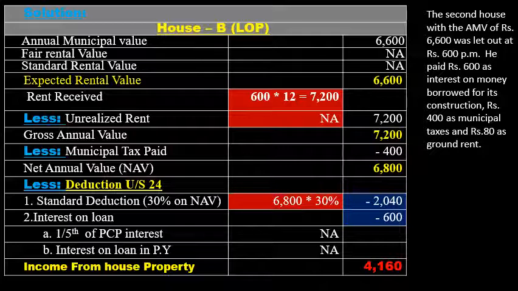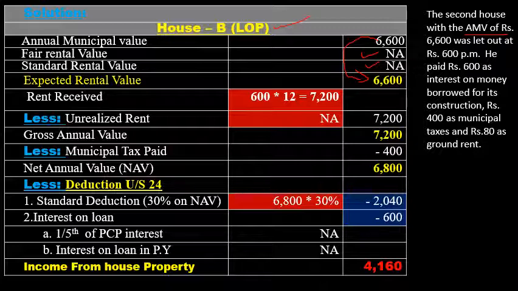The second house, house B, is let out property, which I already told. Annual municipal value 6600. No fair rent, no standard rent. Standard rent not applicable, and fair rent is also not applicable. So therefore, municipal value itself is the expected rental value. No other values here. Whenever the values are given, then you have to apply the clause. So 6600 is the expected rental value.